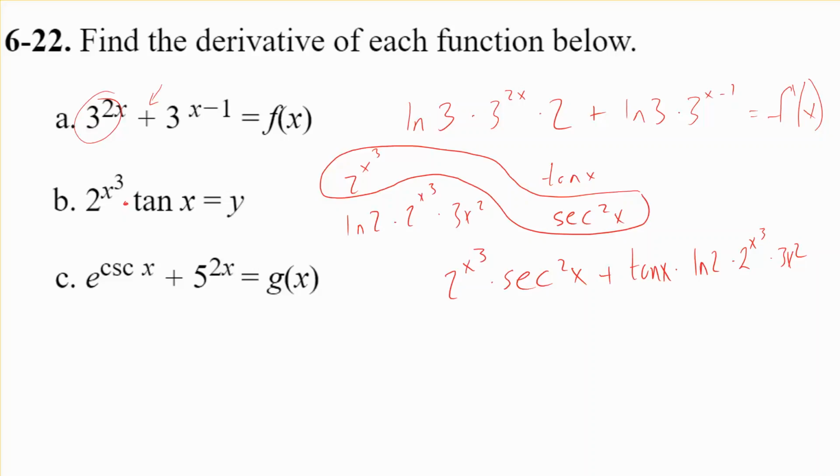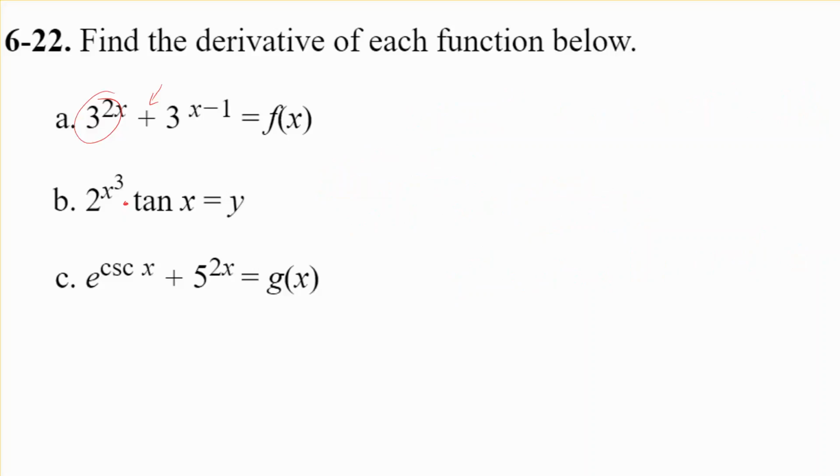And finally, in the last one, we've got an addition again. So we can go the derivative of e to the x is e to the x. So we rewrite e to the cosecant x times the chain rule, derivative of cosecant is negative cosecant cotangent, plus the derivative of 5 to the x is the natural log of 5 times 5 to the 2x times the chain rule of 2.